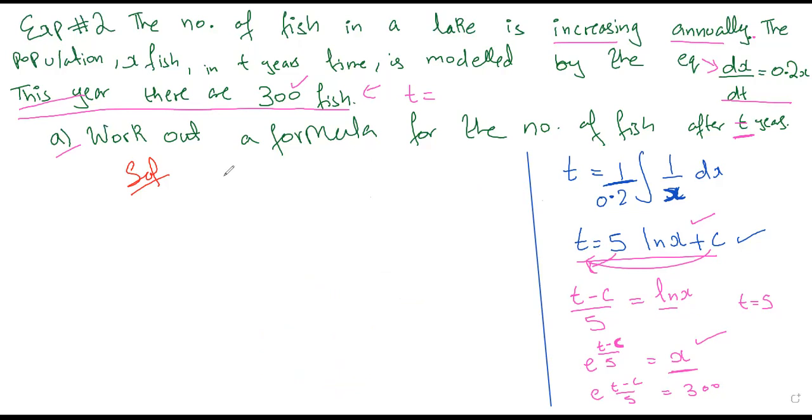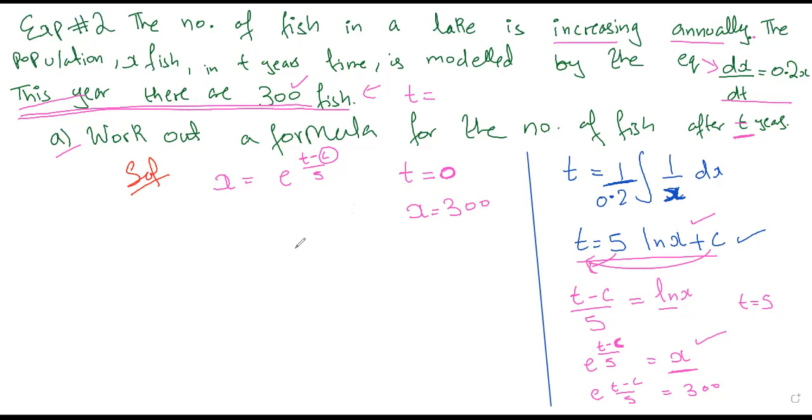We have x equals e to the (t minus c) by 5, and our goal is to find the value of c. We have been told that this year there are 300 fish. So we will take it this way at t equals 0 because we are starting this year. So t is 0 and the number of fish is 300. Now we use t equals 0 and x equals 300 to find the value of c. Have you understood this? Yes.